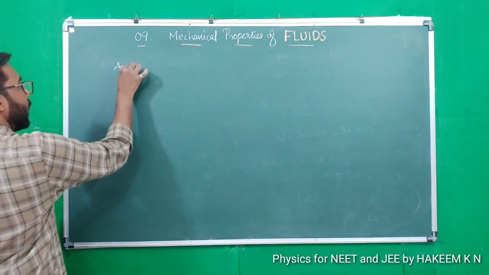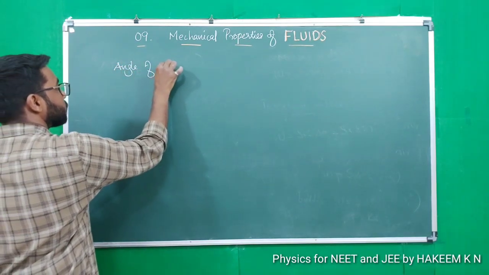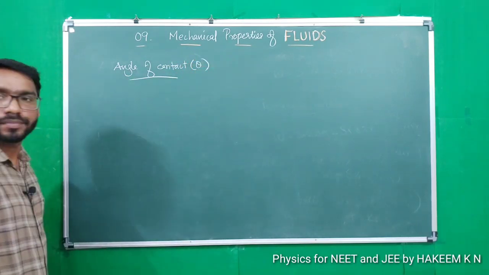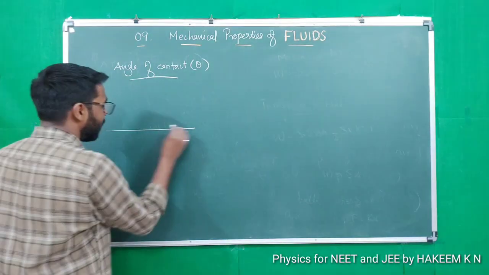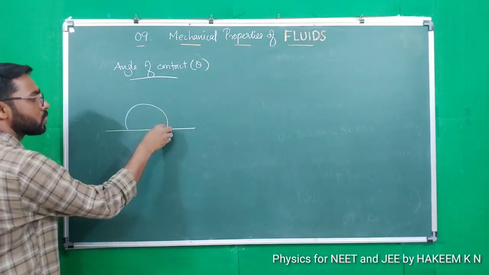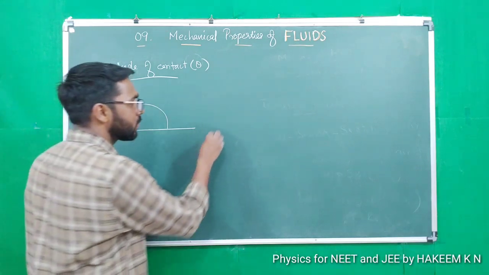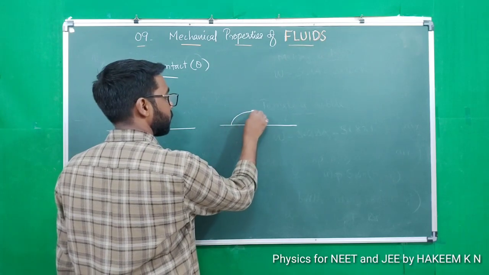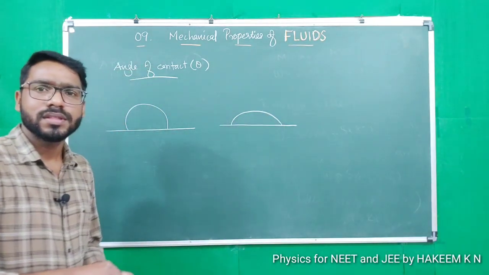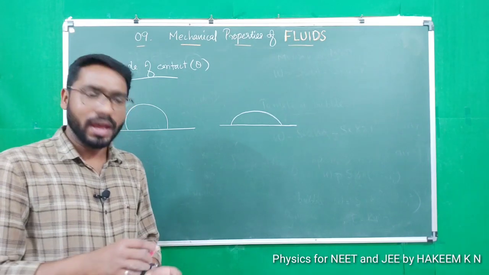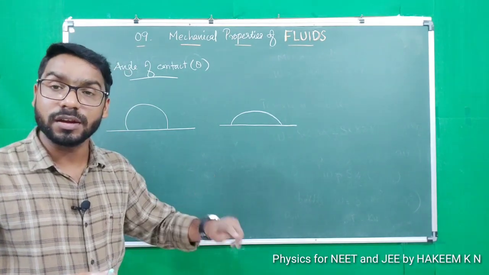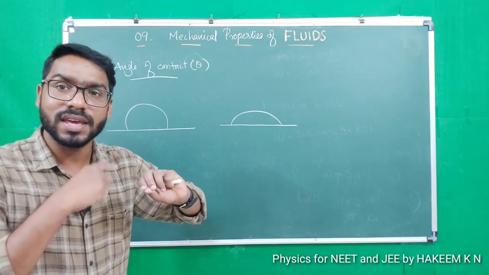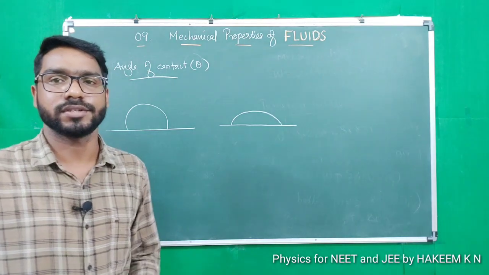Next side heading, angle of contact, theta. Okay. A liquid drop is on a surface. Here we can draw two liquid drops, right? Then what is the angle of contact? Angle of contact is the angle between the liquid surface and the solid surface inside the liquid at the point of contact.